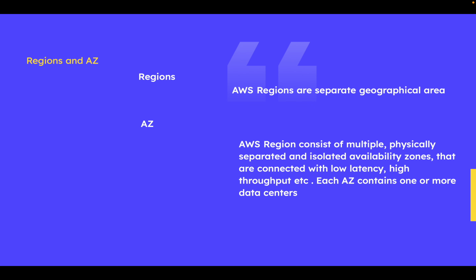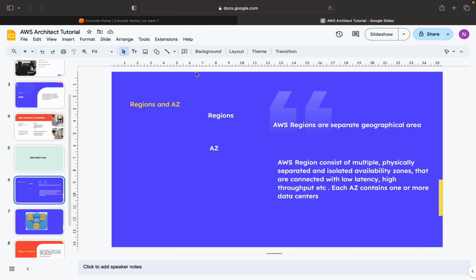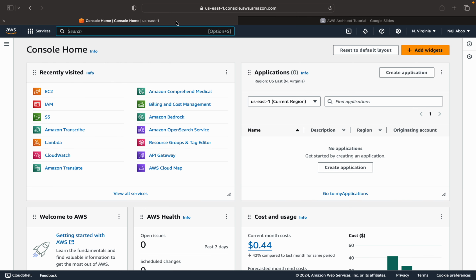Now next we can discuss regions and availability zones. Regions are separate geographical areas. AWS has created different regions with respect to geographical region. When we come to this AWS console, here we can see different regions.